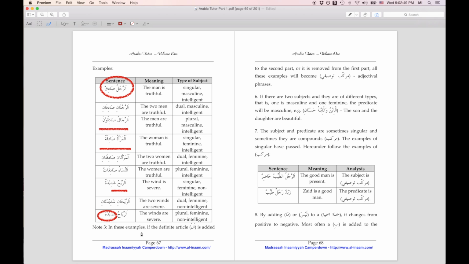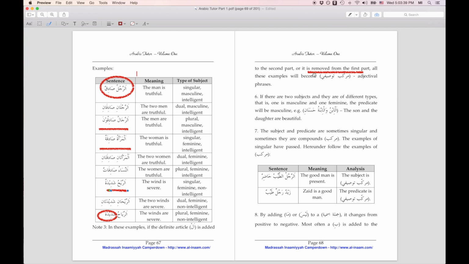Note 3. In these examples, if the definite article alif lam is added to the second part or it is removed from the first part, all these will become murakkab tawsifi, adjective phrases. So if alif lam is added to the second part, for example, if we say ar-rajulu as-sadiqu, it will be the truthful man. If we say ar-rihu ash-shadidatu, the severe wind, then of course it will become a murakkab tawsifi, a phrase.